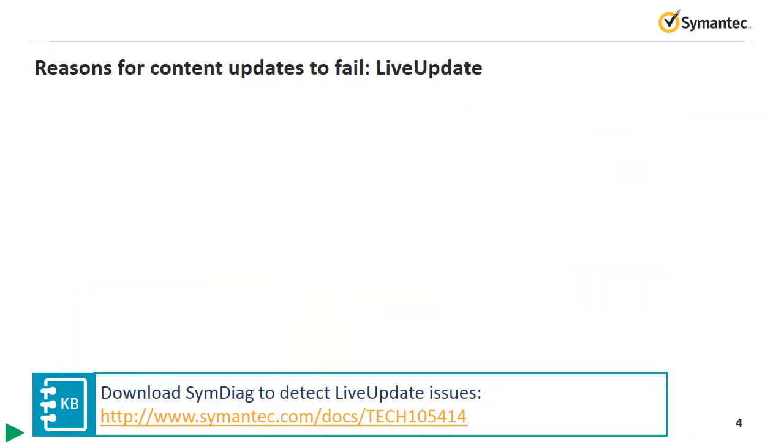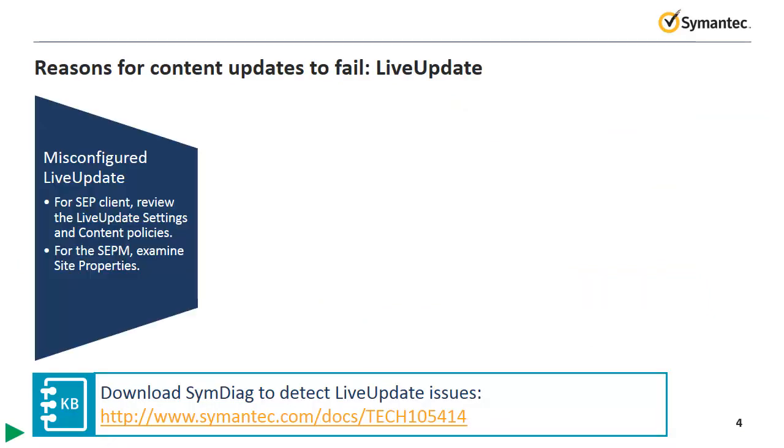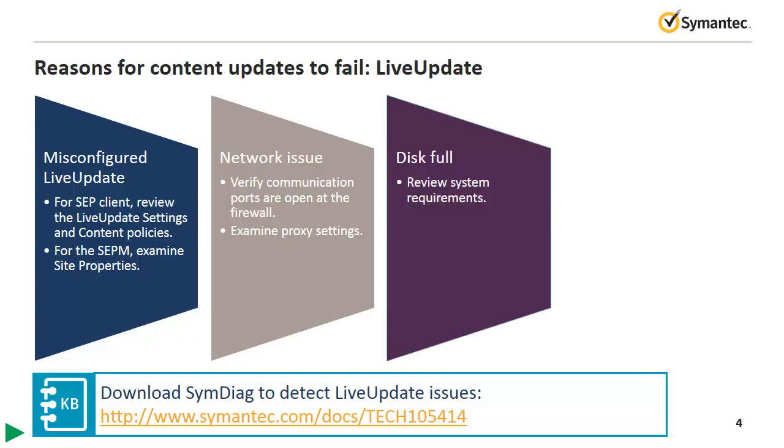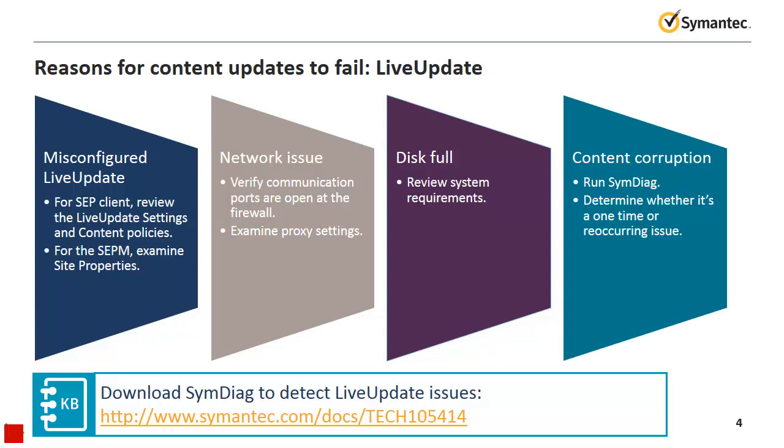I've included some common scenarios that can cause LiveUpdate failure. For the SEP client, it could be a misconfigured LiveUpdate setting or content policy. If LiveUpdate fails on the SEPM, examine the LiveUpdate settings in the site properties. It could be a network issue in which you need to verify communication ports are open at the firewall. You can also examine proxy settings. If the system is running low on disk space, LiveUpdate may fail to run. You can review Symantec system requirements and free up disk space on the system.